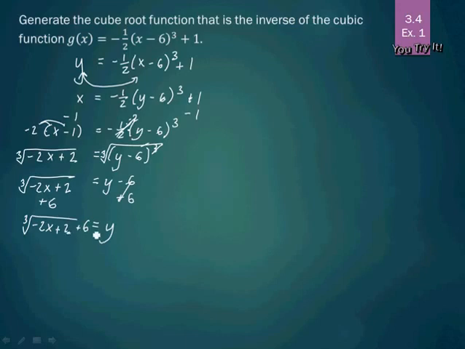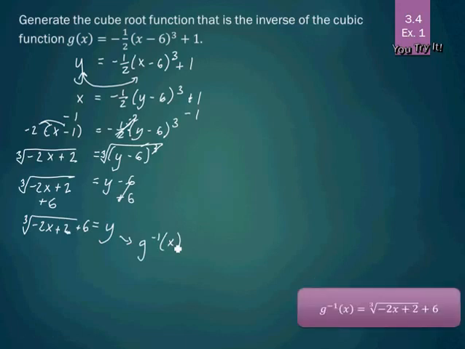And the last thing we need to do is just write it in our inverse notation form. And so instead of y, we are going to put our inverse notation, g inverse of x. So our final answer will be g inverse of x equals the cube root of negative 2x plus 2, plus 6.